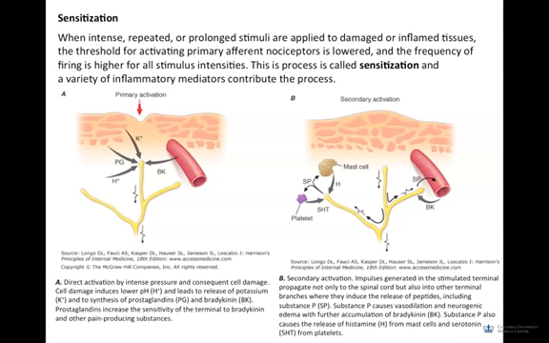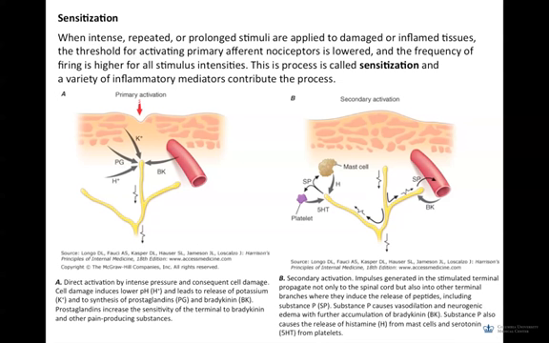So what causes this is a process called sensitization. And this is when intense, repeated, or prolonged stimulation is applied to damaged or inflamed tissues. And basically, the threshold for activating these pain afferents, these nociceptors, is lowered. Okay? And the frequency of their firing becomes much higher for all intensities of stimulation. Okay? So even the lightest stimulation in terms of, let's say, touch, will stimulate these nociceptive fibers. Okay?